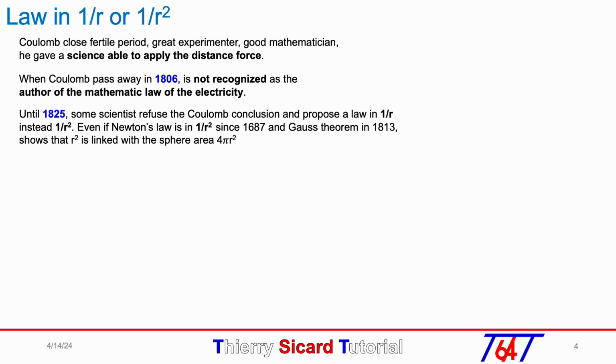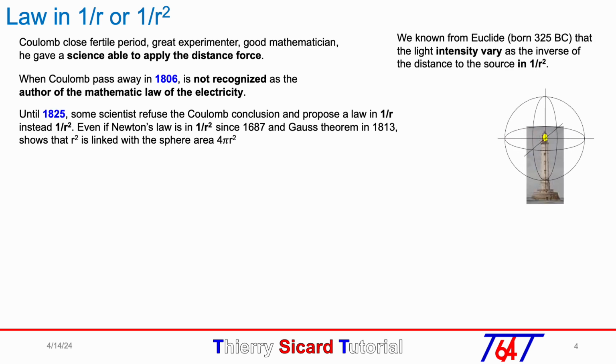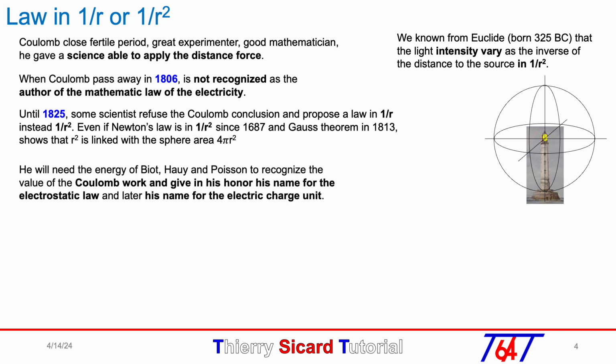Even if nobody discussed the Newton law in 1 over R square since 1687, even if in the Gauss theorem in 1813 the R square was linked to the sphere area 4 pi R square, and even since Euclid, 325 before Christ, scientists knew that light intensity varies as the inverse of the distance to the source in 1 over R square, some scientists refused Coulomb's law in 1 over R square. Hopefully, other scientists such as Biot and Poisson spent a lot of energy to defend the value of Coulomb's work and gave in his honor his name to the electrostatic law and later his name to the electric charge unit.